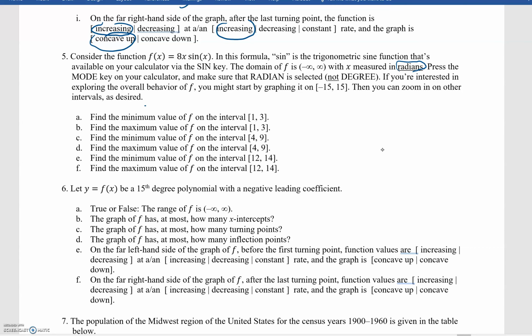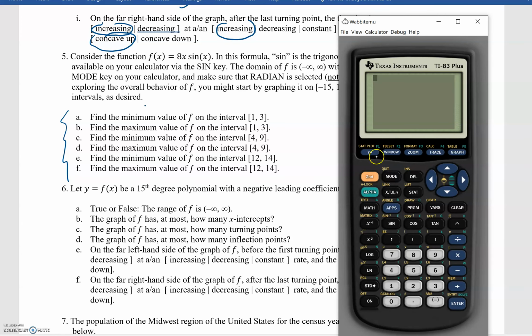Basically we're just introducing a new function and going to find some minimums and maximums of this guy. So let's find the minimum value on the interval from 1 to 3 and then the maximum value on the interval from 1 to 3 first to get started. So 1, 2, 3, and then I'll do zoom fit.